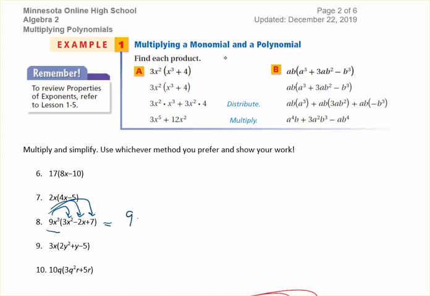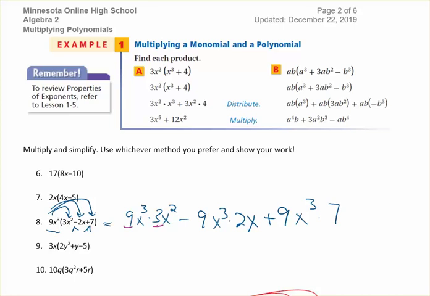So we have 9x to the third power times 3x squared. I'm going to put a minus because there's a minus here. And then it would be 9x to the third power times 2x. And then the next one's a plus. And that would be, again, 9x to the third power times 7. And then you just simplify each of these terms using the same rules we just did when we did a monomial times monomial. Really, we simplify using the rules of exponents.